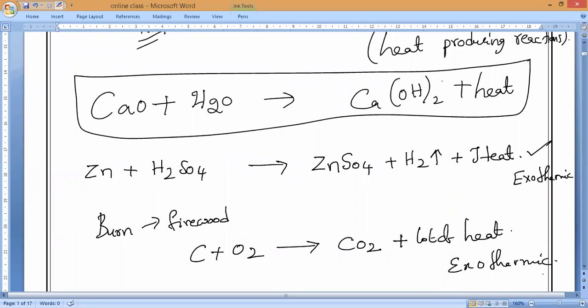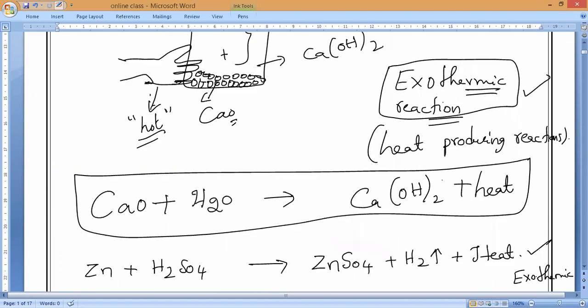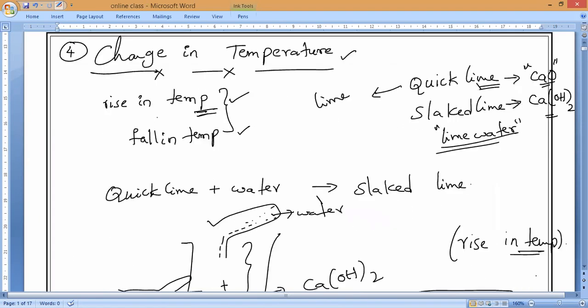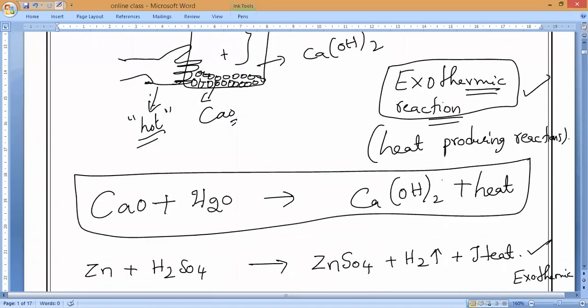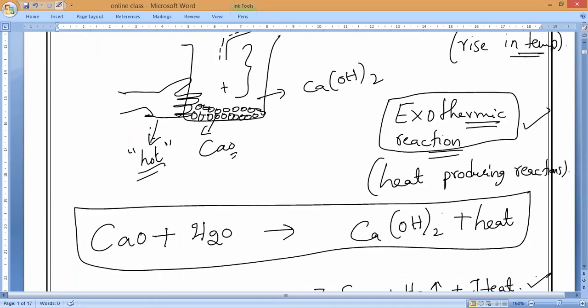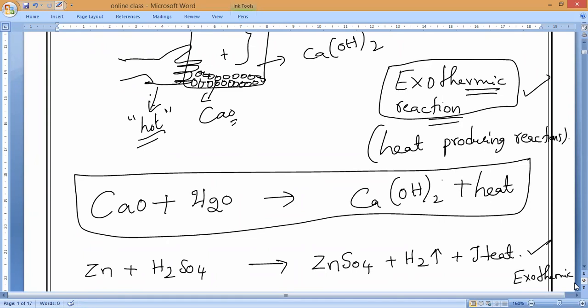So that is the first subcategory, change in temperature, either increasing temperature or decreasing temperature, rise in temperature or fall in temperature. For rise in temperature, the first example is quicklime reacting with water, producing slaked lime plus heat. The second one, which we already studied in the last class, is zinc plus sulfuric acid, which will produce zinc sulfate plus hydrogen gas, plus it will produce heat.